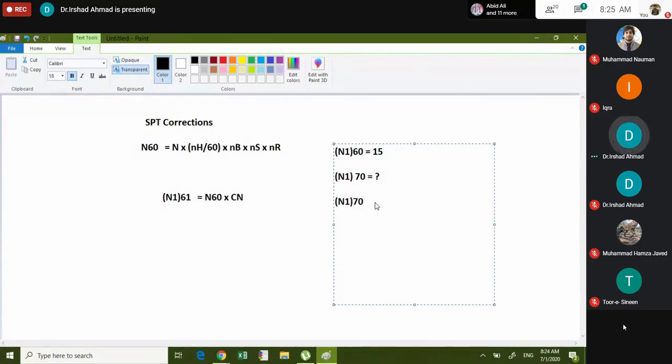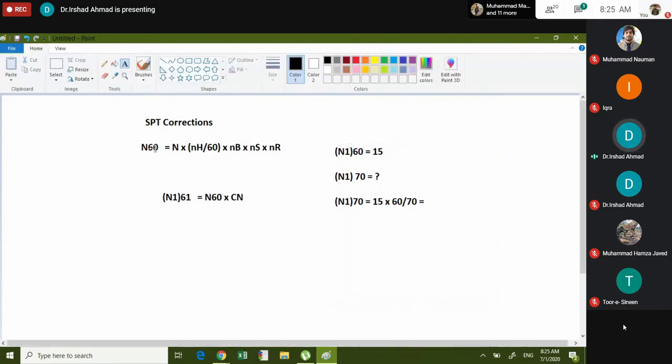ये तो कोई रॉकेट साइंस नहीं है, बहुत ही बेसिक क्वेश्चन मैं पूछ रहा हूँ। N160 है, इसको मल्टीप्लाई करें विद एनर्जी रेशियो, with its energy ratio, divided by 70 which you want to get. This way you can find N170. ठीक है ना?